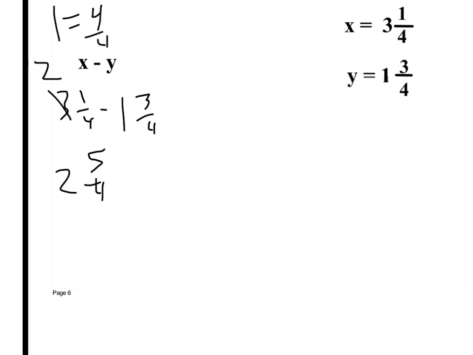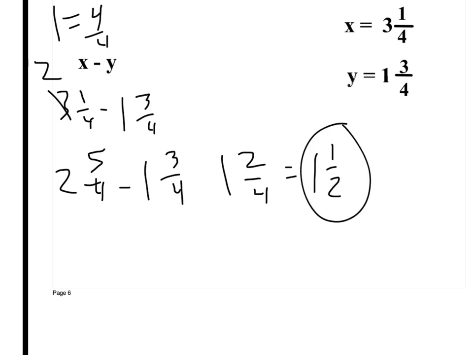So what I do is I just add my denominator to my numerator and get 2 5/4, which, does everybody agree that's the same thing as 3 1/4? Yes. Okay. And then I subtract 1 3/4. 5/4 minus 3/4 is 2/4. 2 minus 1 is 1. 1 2/4, same thing as 1 1/2. Is that the same answer?